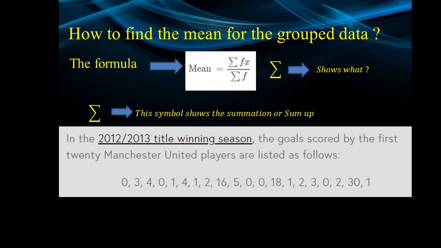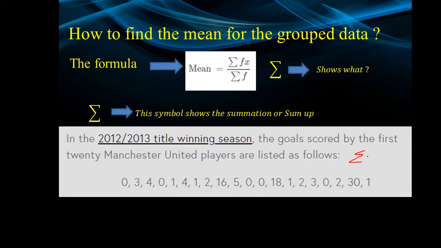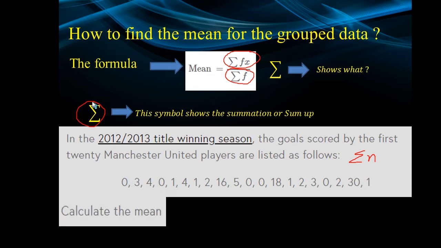So you can see here an example. I will tell you the concept. Let's say if you add all these digits, you can represent it like this: summation of n. Summation of n means you have to add all these values. Is it clear? I will explain the meaning of summation of f and then summation of fx. But before that, you must clear your concept about this symbol, summation. Summation means you have to add them. I hope you all get the answer. So now you have to calculate the mean for this list of numbers.